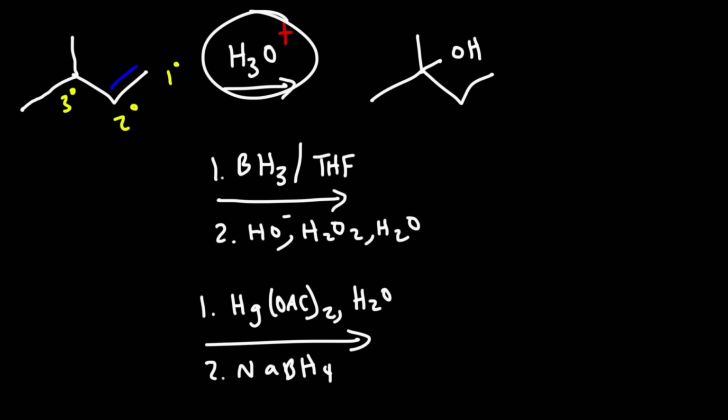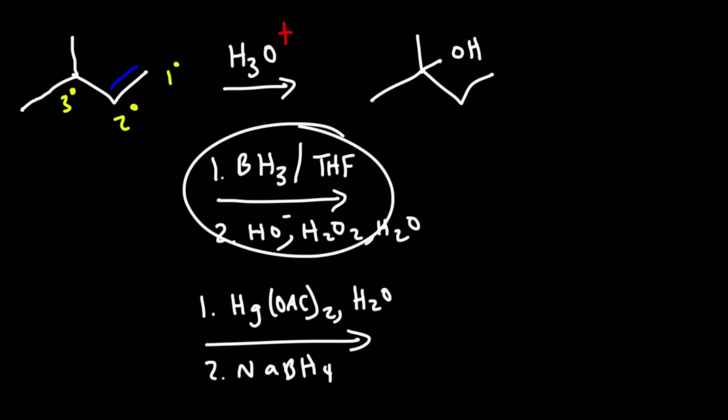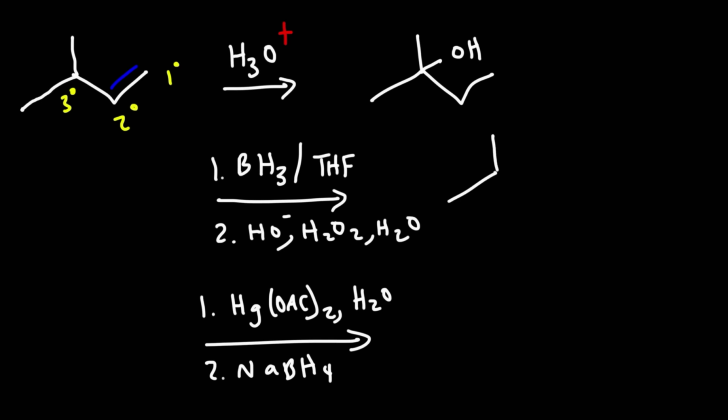The OH is going to go on typically the most substituted carbon atom that's adjacent to a double bond. Now for this reaction, hydroboration oxidation, this reaction proceeds with anti-Markovnikov regiochemistry. The OH is going to go on the least substituted carbon atom, in this case, the primary carbon.